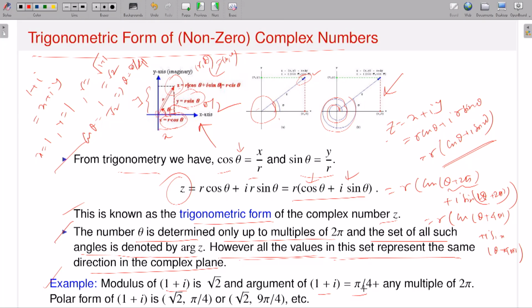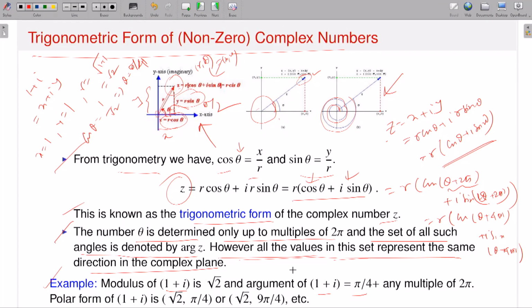But the argument of z, if I perturb by 2k pi, will be the same. It will give the same complex number in the same direction. So that is why the small arg of 1 plus i is the set pi by 4 plus any multiple of 2 pi. And what is the corresponding polar form? Root 2 comma pi by 4, and similarly perturbed by 2 pi, root 2 comma 9 pi by 4, and so on and so forth.